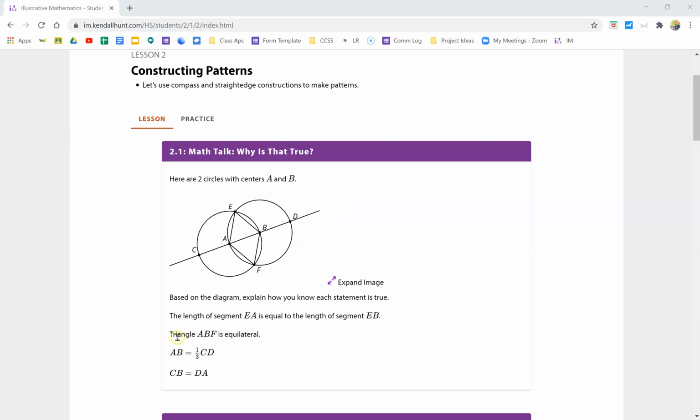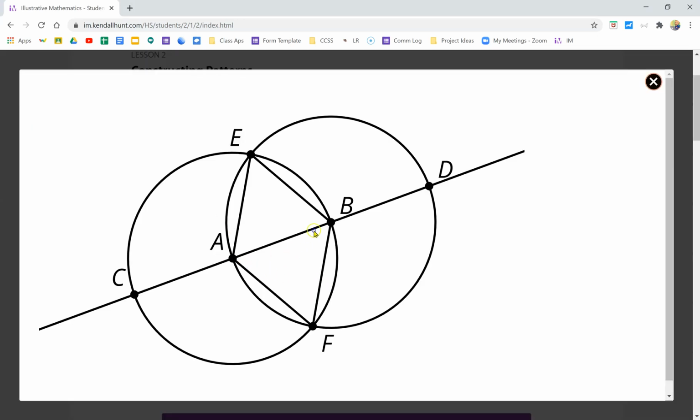The next statement says triangle ABF is equilateral. Equilateral means all the sides are the same, so what you're supposed to explain is how you know that this side AB is the same as this side BF is the same as this side AF. When you answer that question, I'm going to let you answer that on your own.